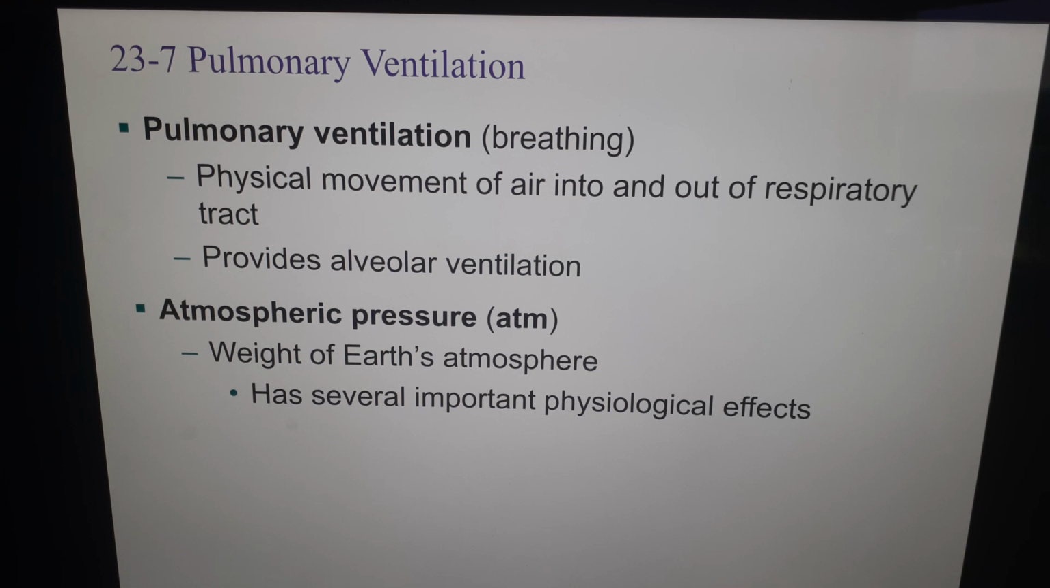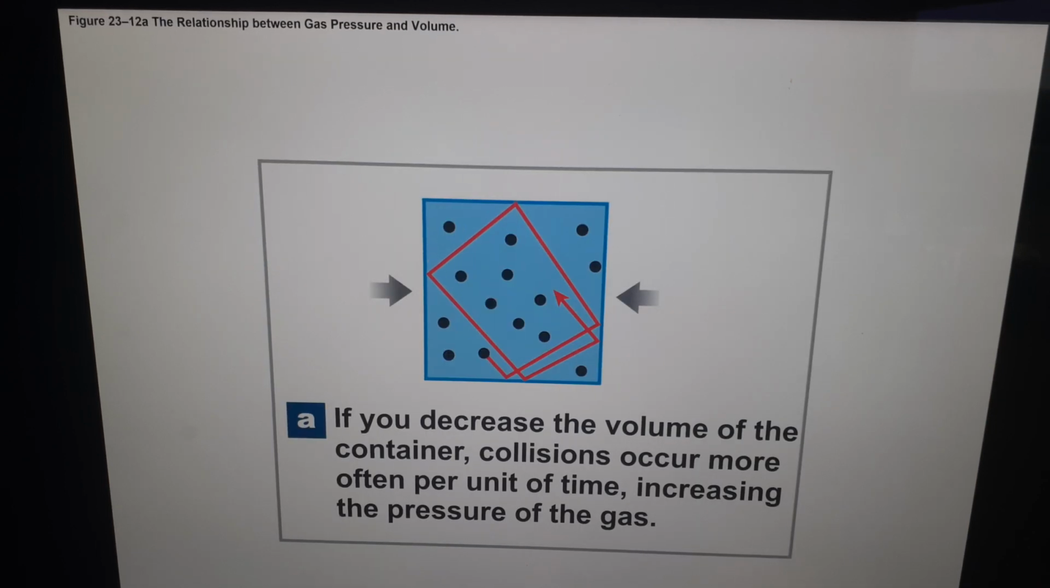Now, we need to understand some laws about gases and how they behave. Here's a visual. The blue box represents an entire area of gas, and each of the little black dots represents a molecule of a gas. Let's call it oxygen right now. So those are individual oxygen molecules. As long as they have the space in the blue box, they exert a certain amount of pressure on the walls of the box because of their collisions.